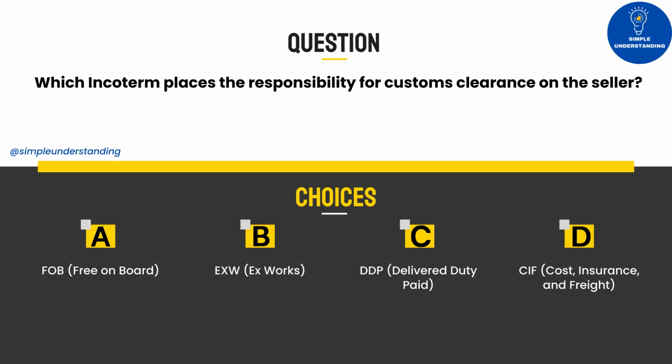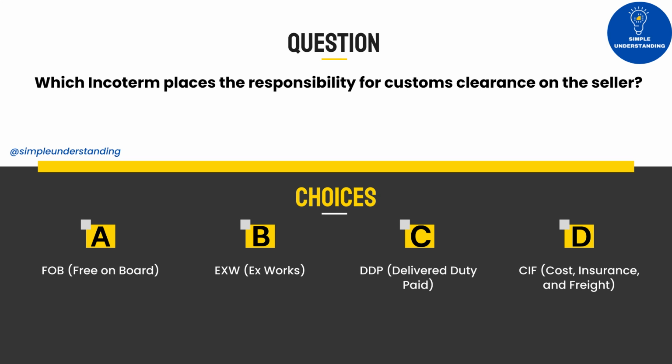7. Which Incoterm places the responsibility for customs clearance on the seller? A. FOB, Free On Board. B. EXW, Ex Works. C. DDP, Delivered Duty Paid. D. CIF, Cost, Insurance, and Freight.